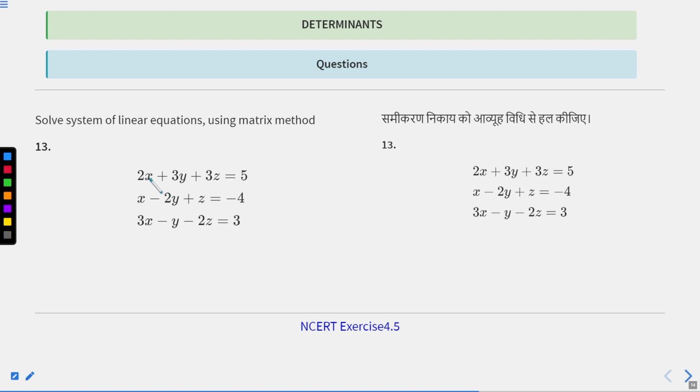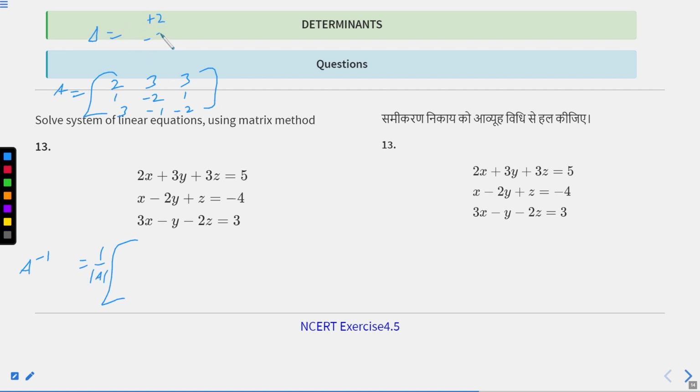I will be doing this solution. So A is 2 3 3, 1 minus 2 1, 3 minus 1 and minus 2. So 2 3 3, 1 minus 2 1, 3 minus 1 minus 2. Now A inverse, let me evaluate A inverse. So A inverse is just 1 by the determinant of A. Determinant of A, let me quickly find it.